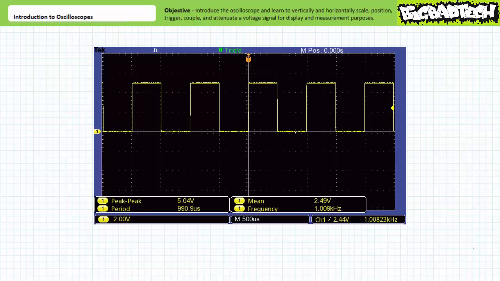voltage waveform under inspection, but also displays a plot of it on the screen. We oriented ourselves to the device and learned how to properly vertically and horizontally scale, position, trigger, couple, and attenuate a voltage signal for display and measurement purposes. Remember to review these concepts as often as you need to really drive it home. Imagine how well lab will go if you properly scale your oscilloscope in advance.